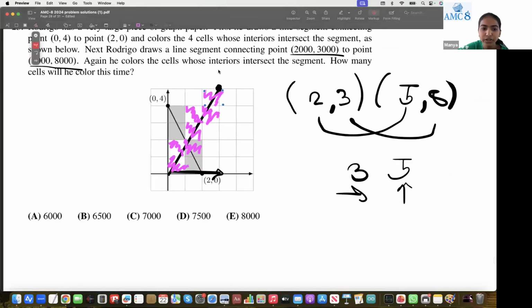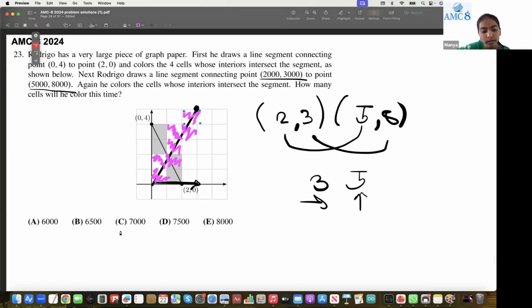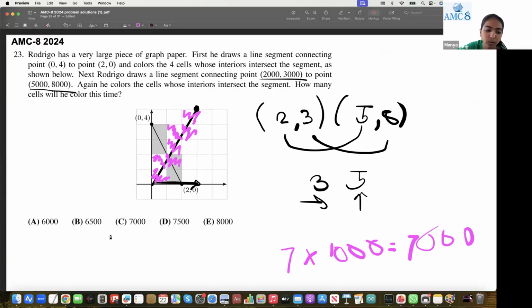So since we know that it intersects 7 so far, you have to multiply this by 7. We would have to do 7 times 1,000, because remember how we divided by 1,000 in the beginning, but we still have to multiply by 1,000. So we would do 7 times 1,000, which is equal to 7,000. Okay, and that's how we got our answer choice C.